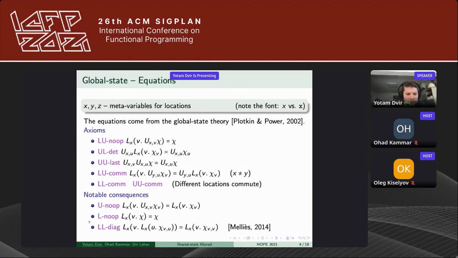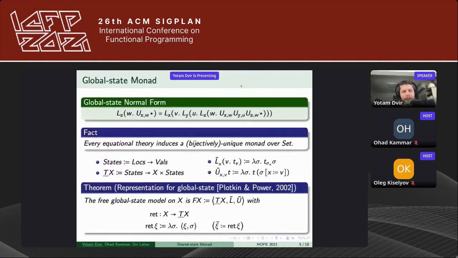For example, these two final equations here help us make sure that there is exactly one lookup for each location. Because if I have two, I can eliminate one, and if I don't have any, I can add one. And just as an aside, this equation was originally one of the axioms, but it was later proven to be a consequence of them.